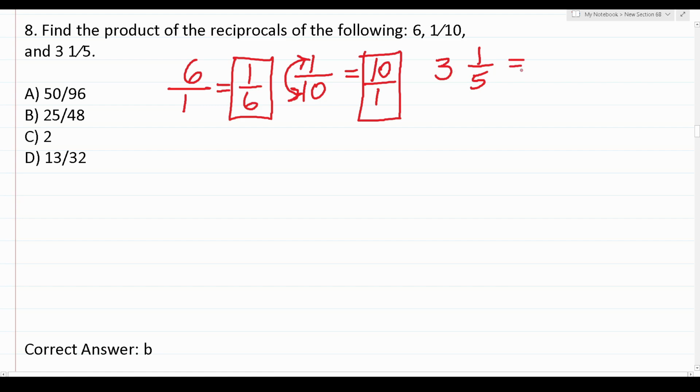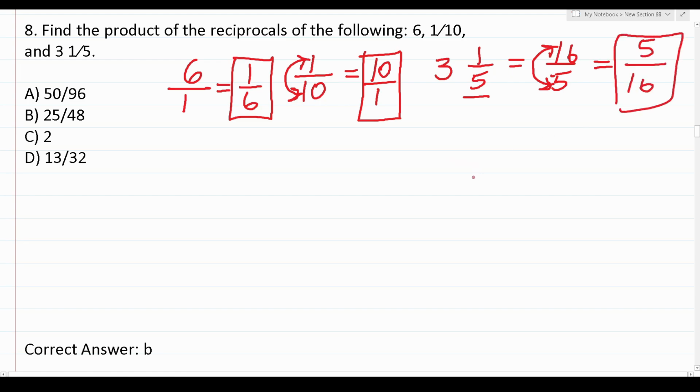And now we have this mixed number, 3 1/5. Well, first things first, we have to write this as an improper fraction. And we do that like this. We keep this denominator the same. And then we do 3 times 5, which is 15, plus 1 is 16. All right, so what is the reciprocal of 16 over 5? Again, we're just going to exchange our numerator and denominator. So this becomes 5 over 16.